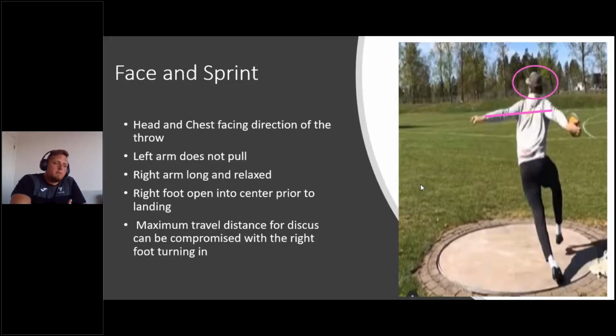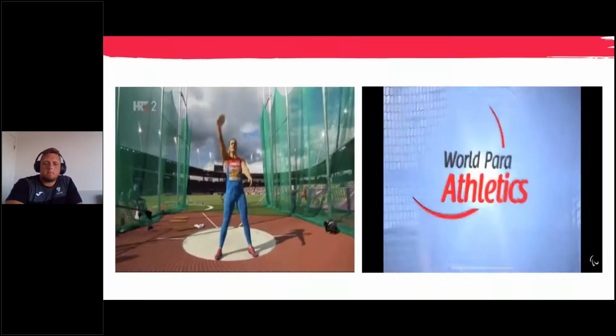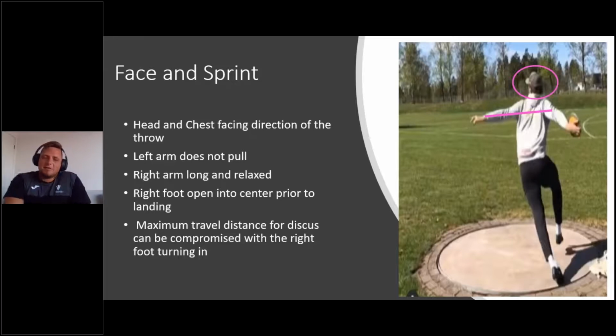So the right foot is open into the middle. Maximum travel for the discus can be compromised with the right foot turning in, okay? And this is something I highlighted a little bit earlier. If the right foot does turn in too early, essentially you're going to become a sort of ballerina where you really pull that discus in too soon. I'll be able to highlight this on the next slide, so I'll move on two slides. When that right foot turns in, you can pull the discus down. The discus can drop just because you're accelerating into the middle too hard. The discus drops for posture, for balance, and then you lose distance. And if you lose distance, the discus is traveling less, which means you lose velocity.